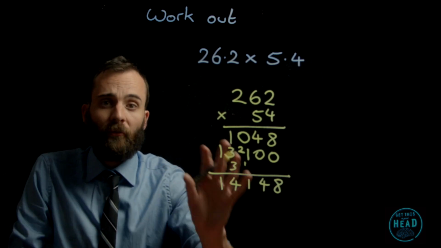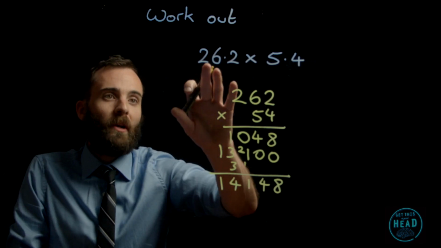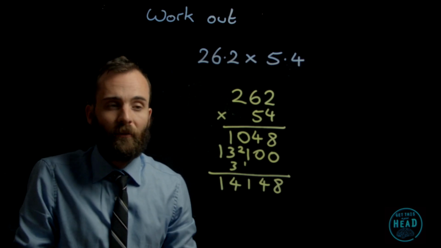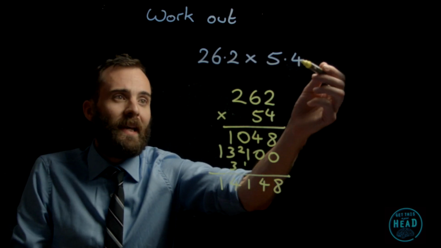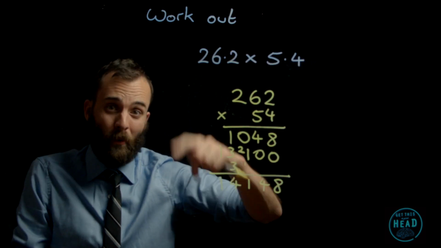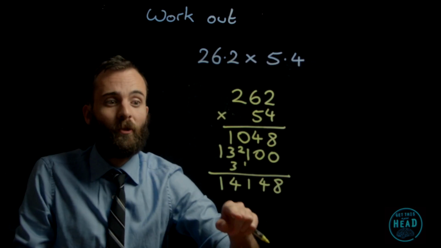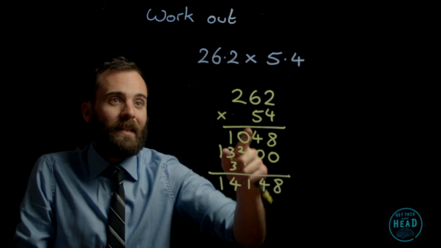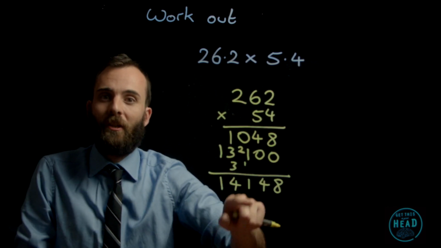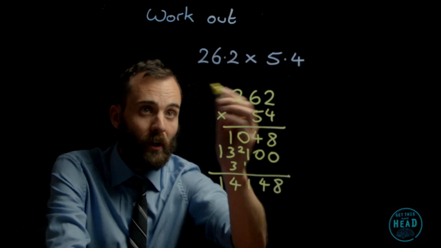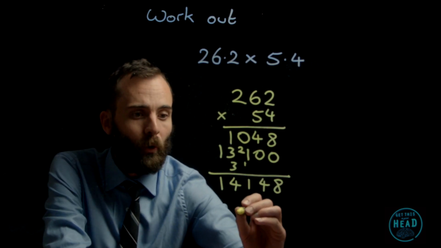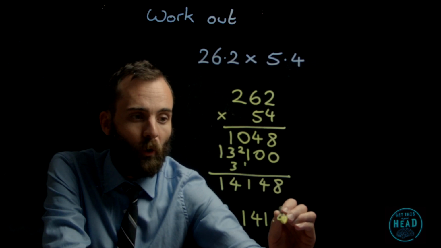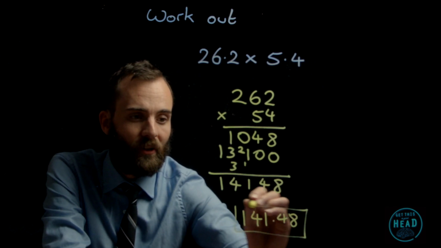The final mark is for converting it back into the actual answer because I wanted 26.2 times 5.4, not 262 times 54. So I had to multiply this by 10 and this by 10. So in total, I've multiplied my expression there by 100. So I need to divide my answer by 100 as well. Where you might know that is if I've got 2 decimal places in the question, I need 2 decimal places in the answer. So 26.2 times 5.4 is going to be 141.48. That is my answer.